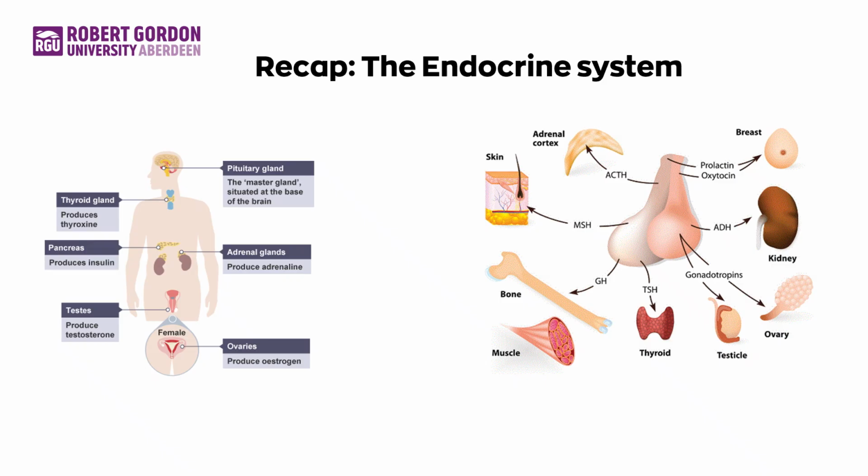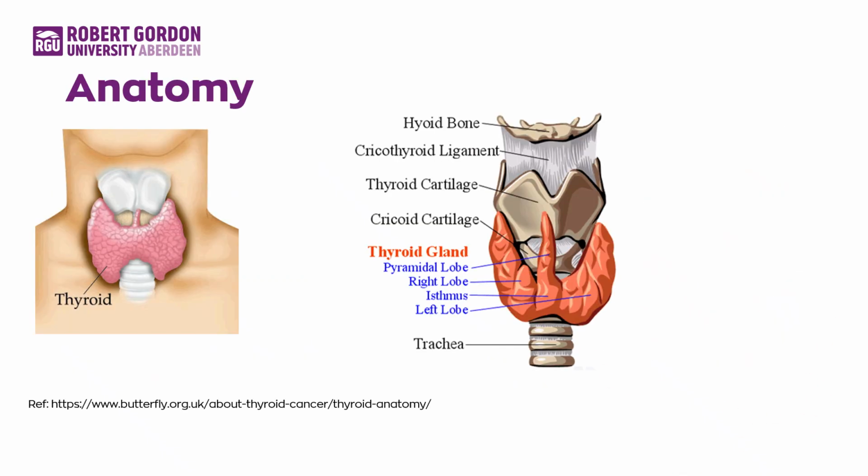Just to recap again, to remind you that the pituitary is the master gland and that's where it's located, and the thyroid gland that we're discussing in this part of the series is situated around the neck area, and it does produce thyroxine. Again, I've included this for completion, just to remind you of all the other hormones that are part of the main endocrine system.